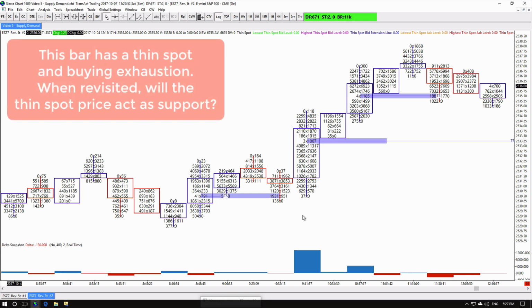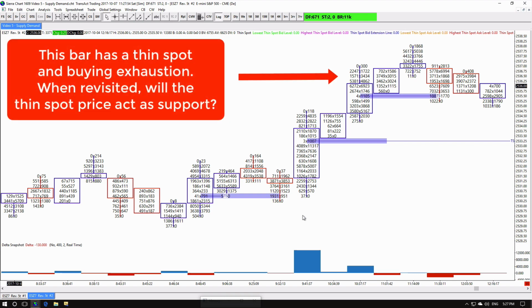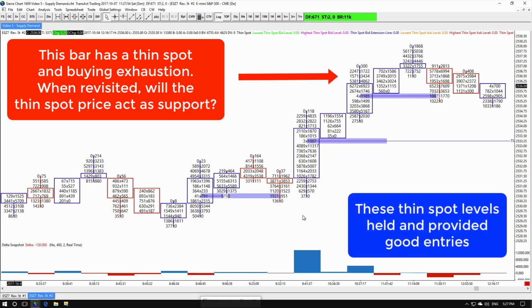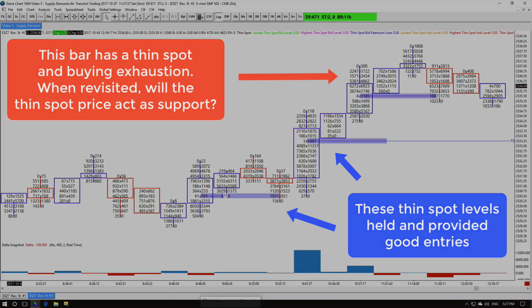Some traders will use thin spots as targets, looking for exhaustion in the prevailing trend and using the nearest thin spot as the first price target. Others will regard them as potential entry levels when there's a pullback to the prevailing trend. Some traders trade in both ways.